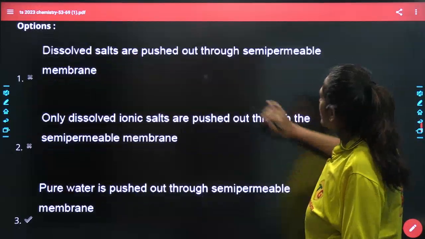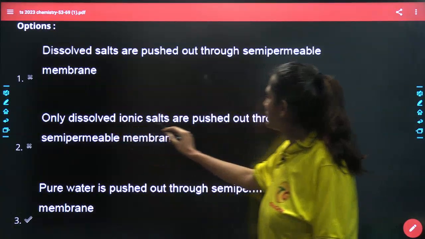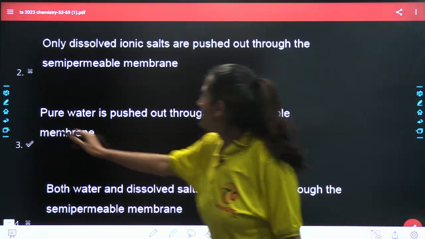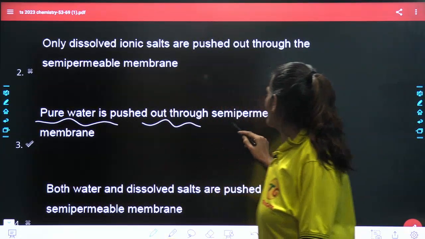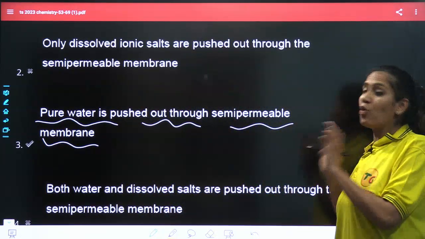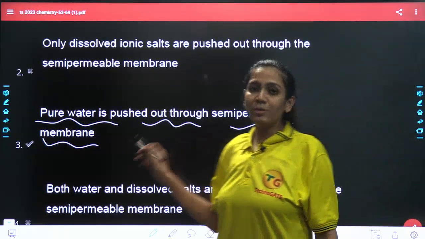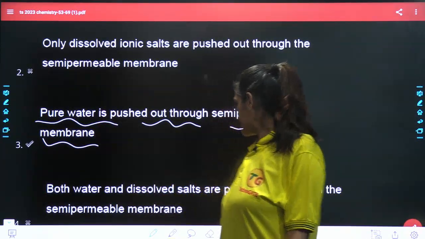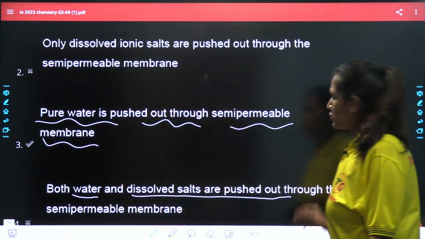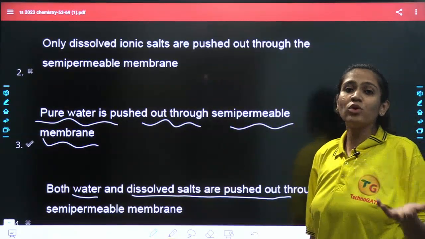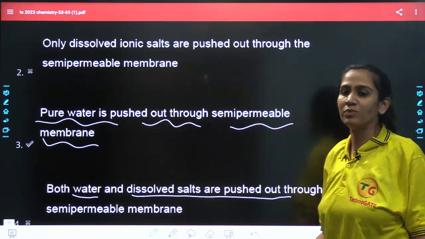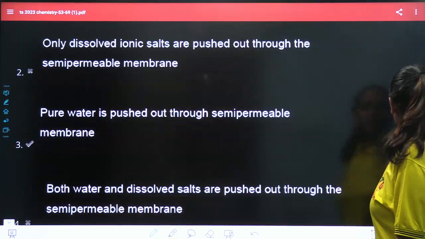Now our correct option, let's see. Dissolved salts are pushed out, no. Only dissolved ionic salts are pushed out, no. Pure water is pushed out through the semi-permeable membrane. This is our correct option. As I explained, the pure water is pushed, not the impurity. So our correct option would be 3. The fourth option says both water and dissolved salts are pushed out. No. Then what would be the sense of reverse osmosis? To make more dirty water or impure water? So no. Clear? Okay.